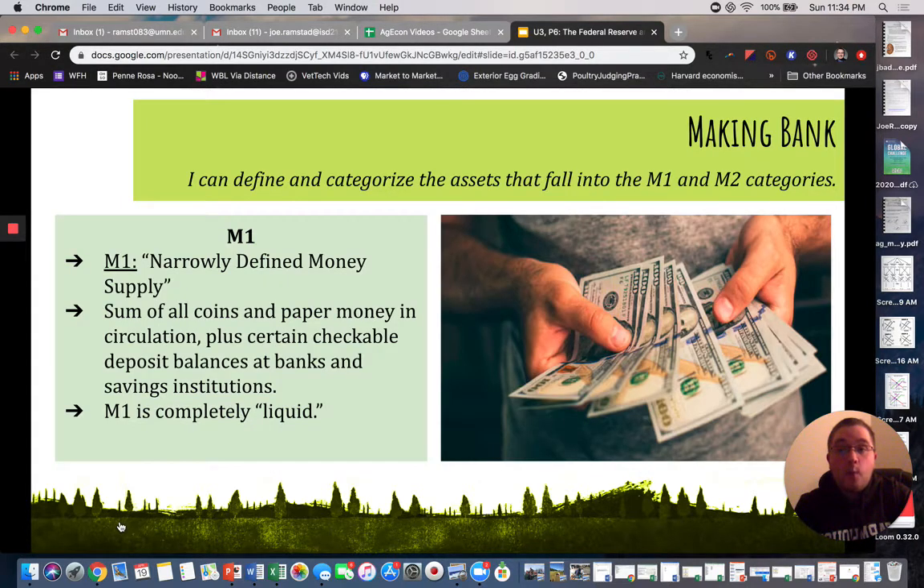M1 is known as the narrowly defined money supply. Anything that is, boom, pure money, that is M1. This is the sum of all coins and paper money in circulation, plus certain checkable deposit balances at banks and savings institutions. We're not going to go in depth on what is and is not considered certain checkable deposit balances because that's over our heads at this point, but just know that M1 is completely liquid.